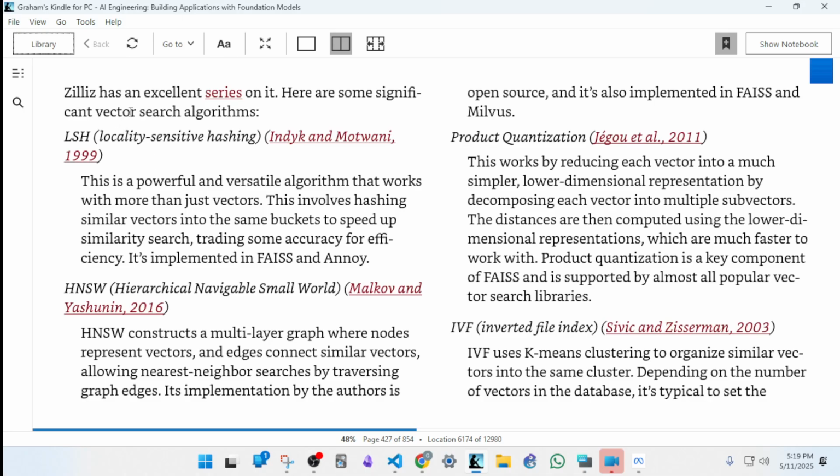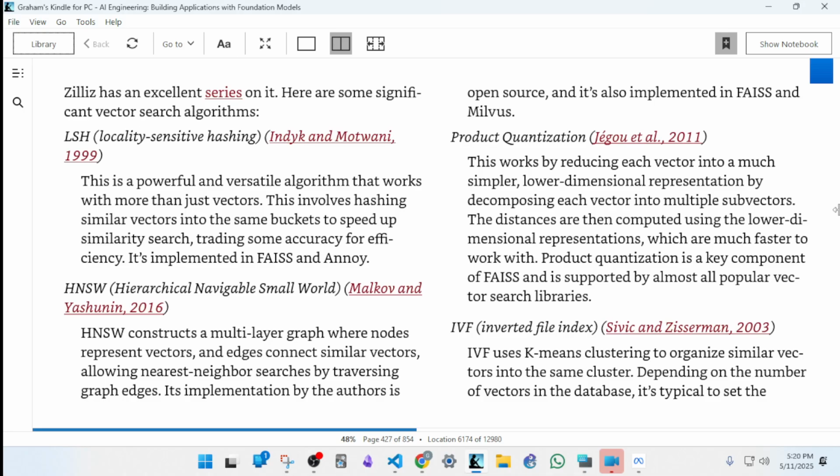So the first significant vector search algorithm mentioned in this book is LSH, locality sensitive hashing. This is an old school one developed in 1999. This is a powerful and versatile algorithm that works with more than just vectors. This involves hashing similar vectors into the same buckets to speed up similarity search, trading some accuracy for efficiency. It's implemented in FAISS and Annoy.